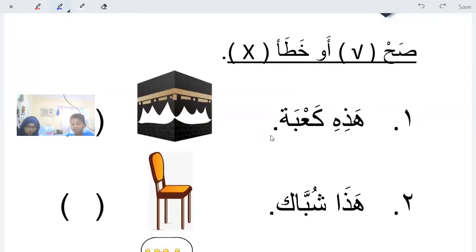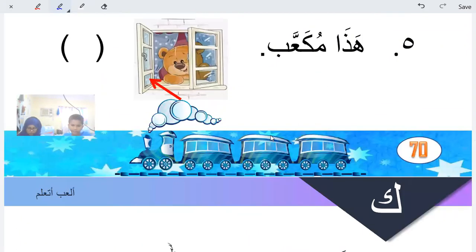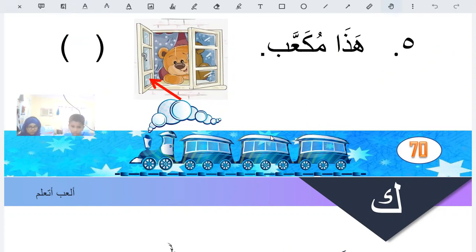This is Kaaba. Correct. This is window. Wrong. Good. This is king. Correct. This is ball. Correct. This is Mukaab. This is window. Wrong. This is not window. Mukaab means Rubik's cube. Okay.